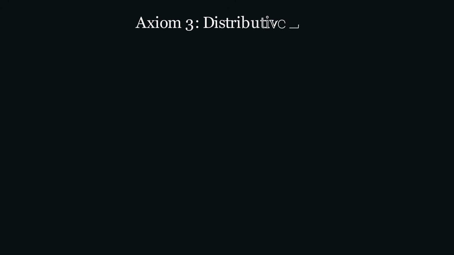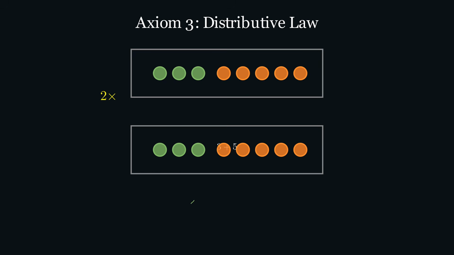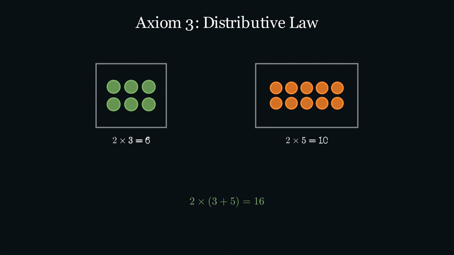The third axiom is the distributive law. Multiplying a sum by a number yields the same result as multiplying each term individually and then adding. If a box contains 3 apples and 5 oranges, doubling the entire collection gives 16 pieces of fruit, the same result obtained by doubling each group separately and combining them.